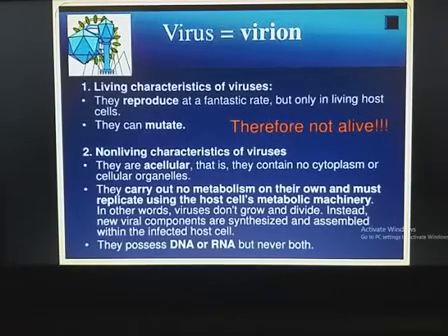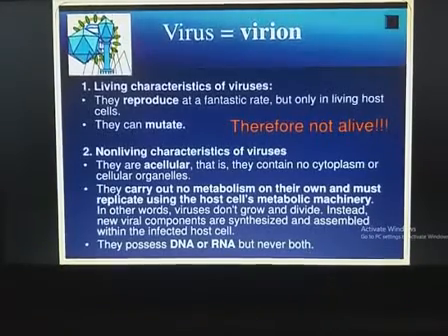And on the other side, the non-living characteristics of virus: it is totally acellular. That means they do not have any kind of cytoplasm or cellular organelles. By the definition of a cell, either prokaryote or eukaryote, we know that the cell obviously has some kind of cytoplasm and some cellular organelles, but the virus is totally acellular. Second, it carries out no metabolism on its own and must replicate using the host cell's metabolic machinery. I have already mentioned that point in my last slide, that it cannot metabolize by itself. So it will hijack the host cell for its metabolic purposes.